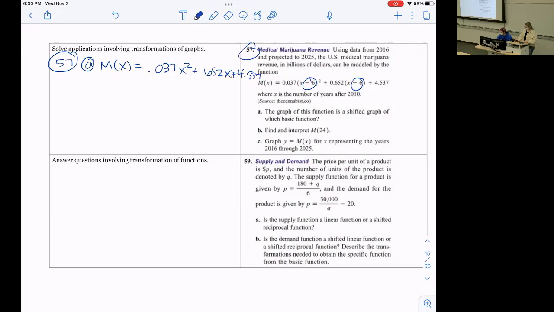So for the basic function, would you say you could just put x squared, or would you still use the numbers? Is it on A? Yeah. Is it shifted graph of what basic function? Yeah, of just x squared. Okay, and then we know that this is just a quadratic function. So the basic function, we could just put y equals x squared. Do you need to go over B and C?